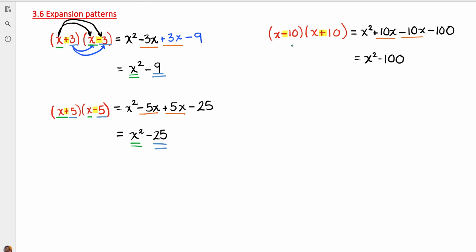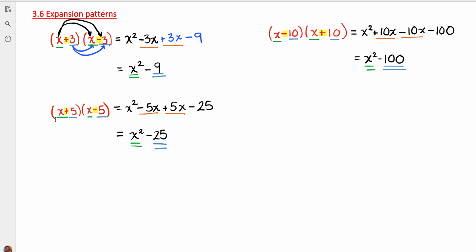And again, look here, I have an x and an x, and this one becomes x squared, and then I have a 10 and a 10, and this becomes negative 100. So hopefully what you're seeing is a pattern here.